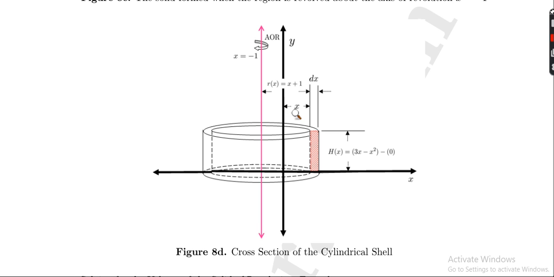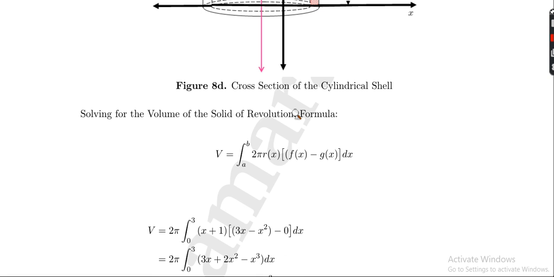Okay, now substituting dun sa ating formula, so the volume is equal to 2 pi, that's times the integral of x plus 1. So this x plus 1 is your r of x, that's the radius of the cylinder or the shell, and then the height is given by 3x minus x squared minus 0, or simply 3x minus x squared, then multiplied by x plus 1. Okay, so what about the lower limit and the upper limit?